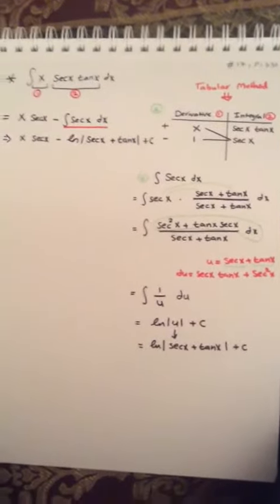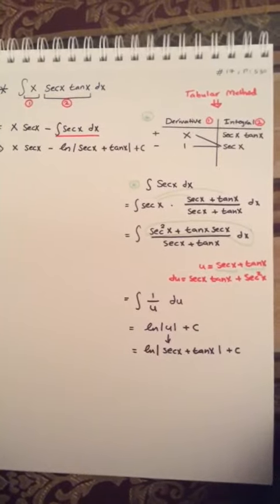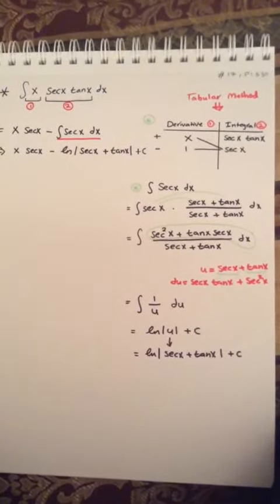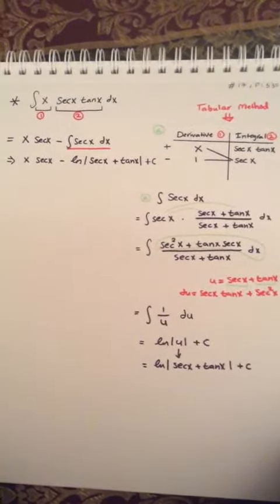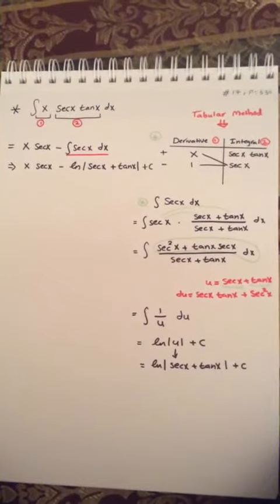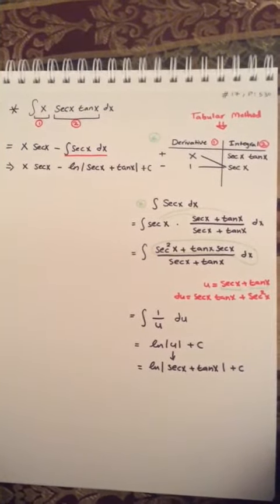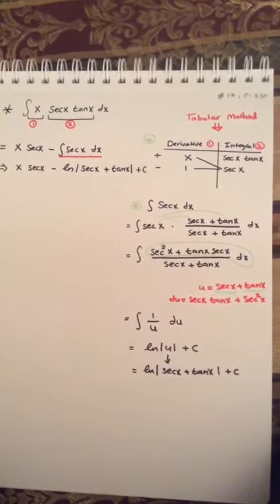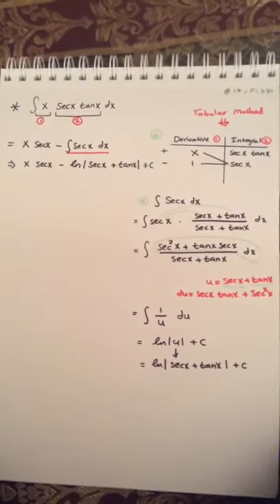So now let's distribute the secant of x. So we'll have secant square of x plus tangent of x secant of x over secant x plus tangent x dx. Now, because we have a division, we can use u substitution. And we will take the denominator as the u, and then find the du, which is secant x tangent x, the derivative of secant x, plus secant square of x, which is the derivative of tangent of x.